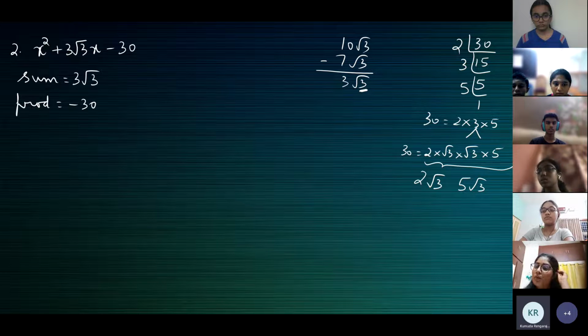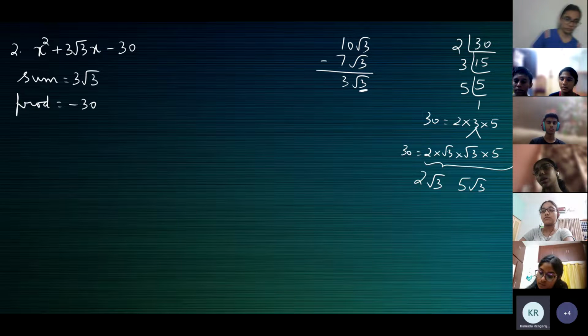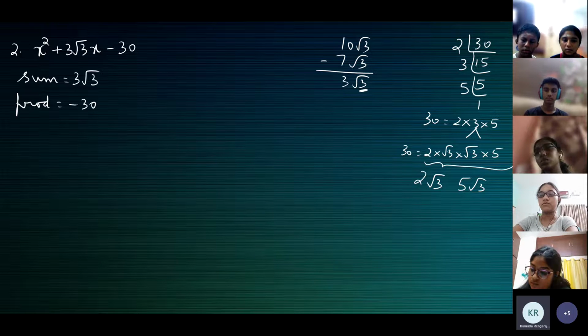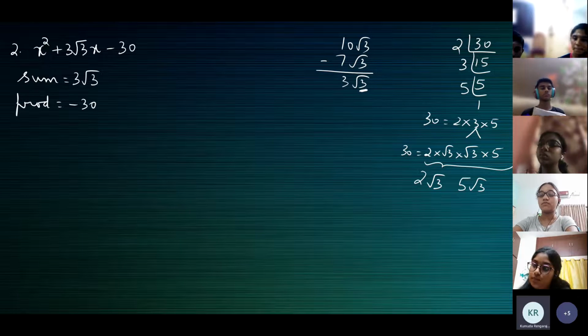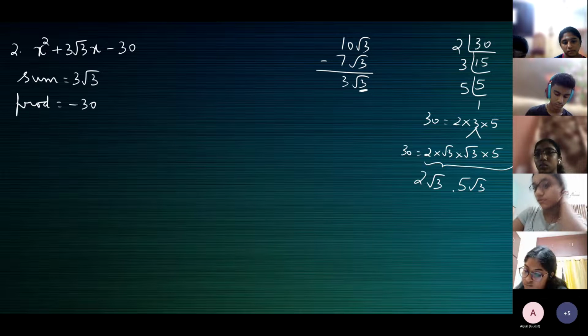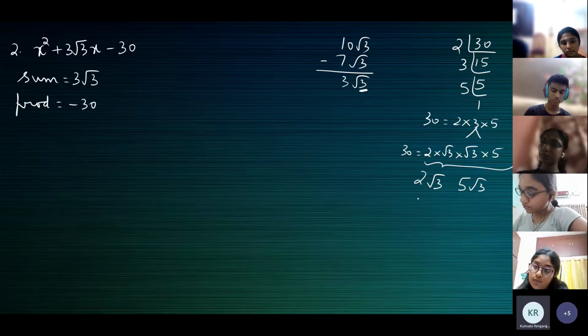See, the product will work because we are using all the factors of the product. So you will get the product. You should only check the sum. So 2 root 3 and 5 root 3. Fix the signs, children.